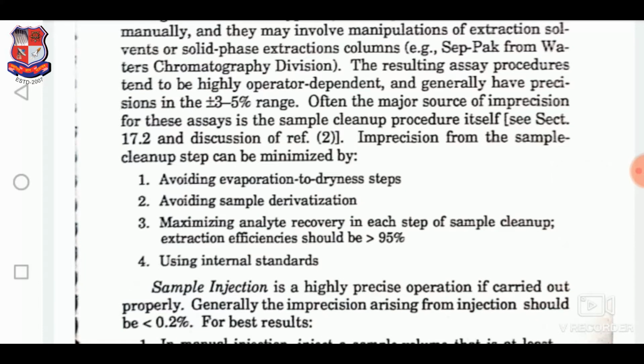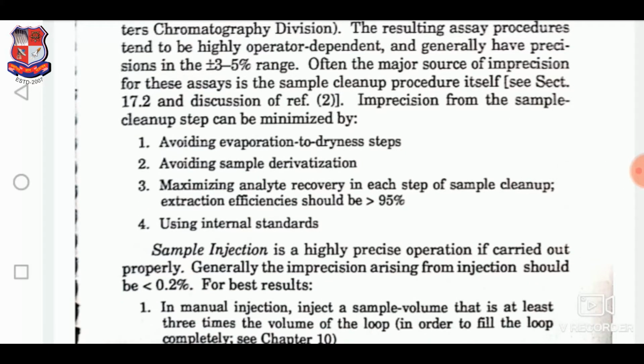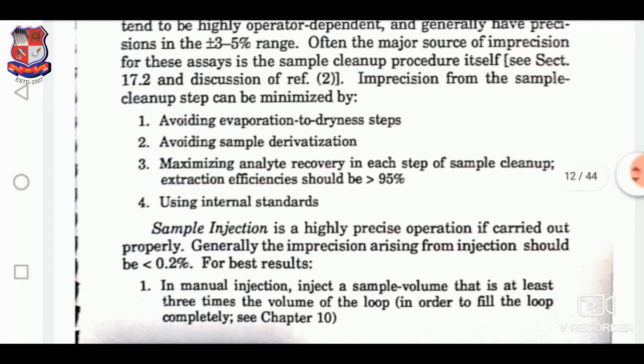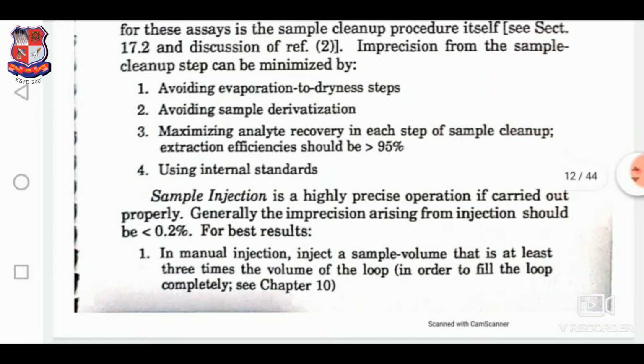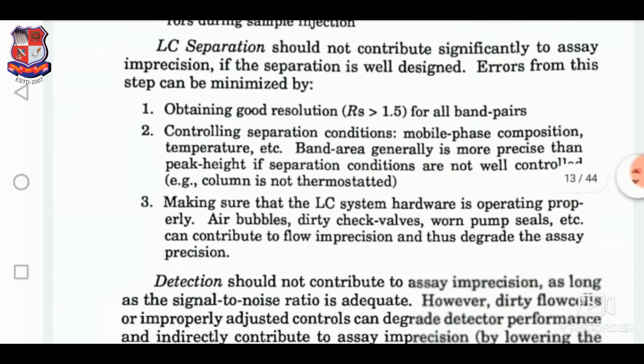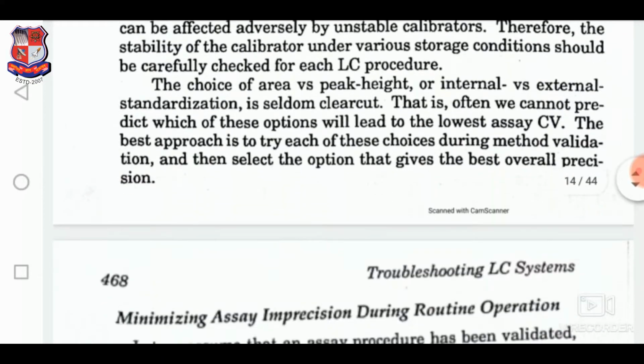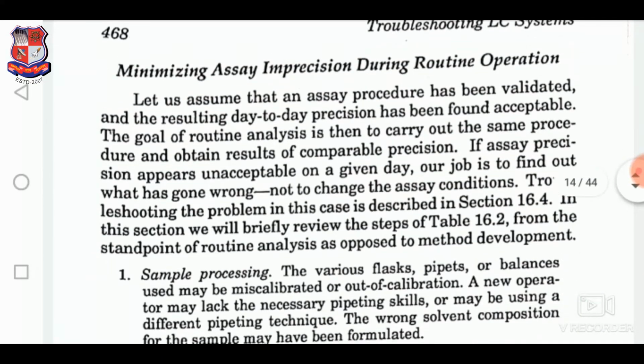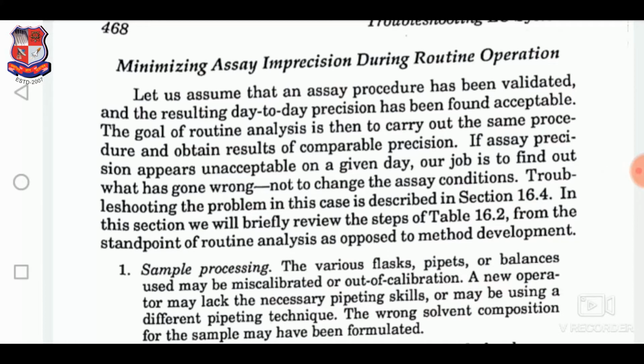Imprecision for the sample cleanup steps should be minimized by avoiding sample derivatization, and maximizing analyte recovery in each step of sample cleanup. Extraction efficiency should be more than 95%, and using internal standards. Sample injection imprecision, data processing, all that thing. Minimizing assay imprecision during the routine operation.